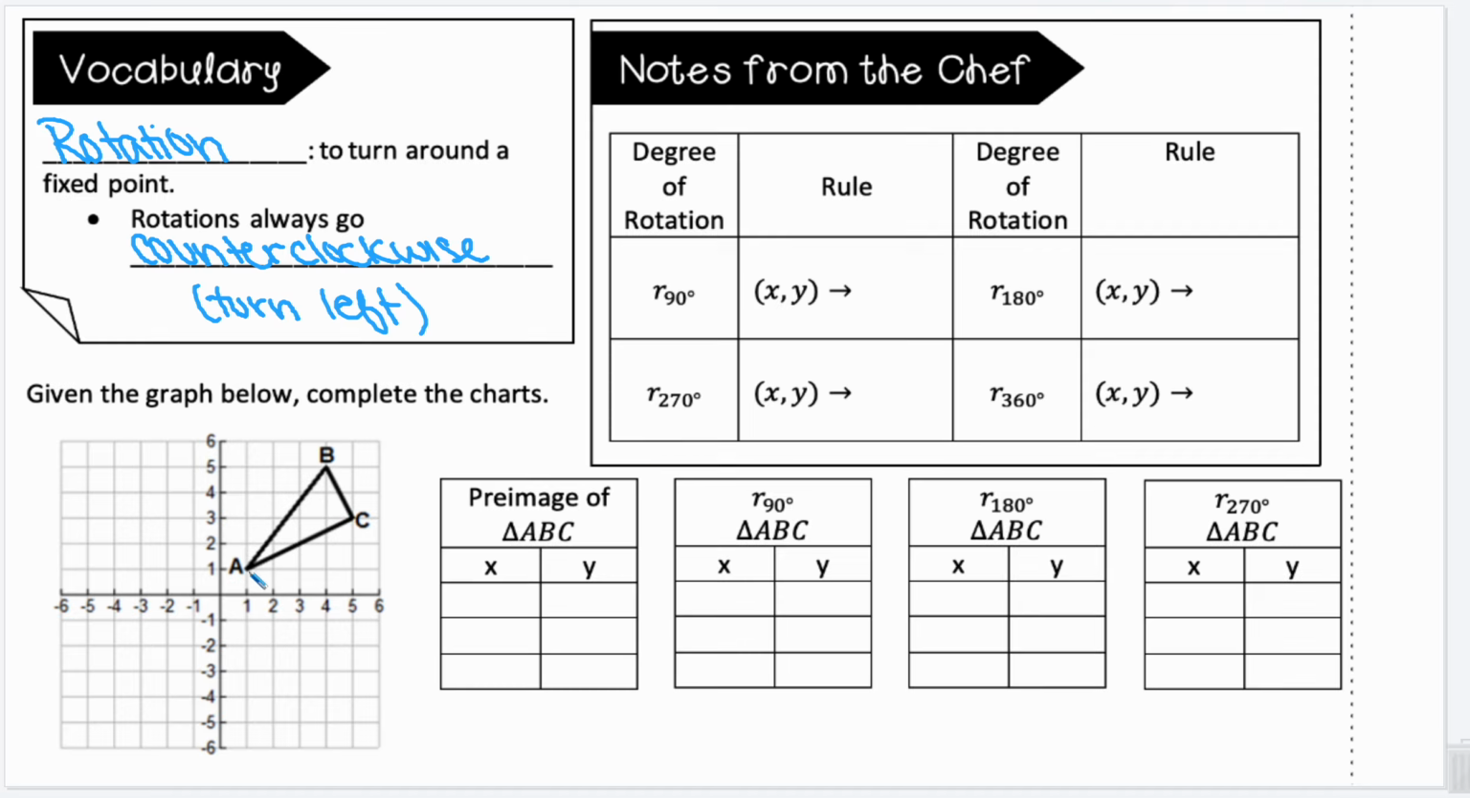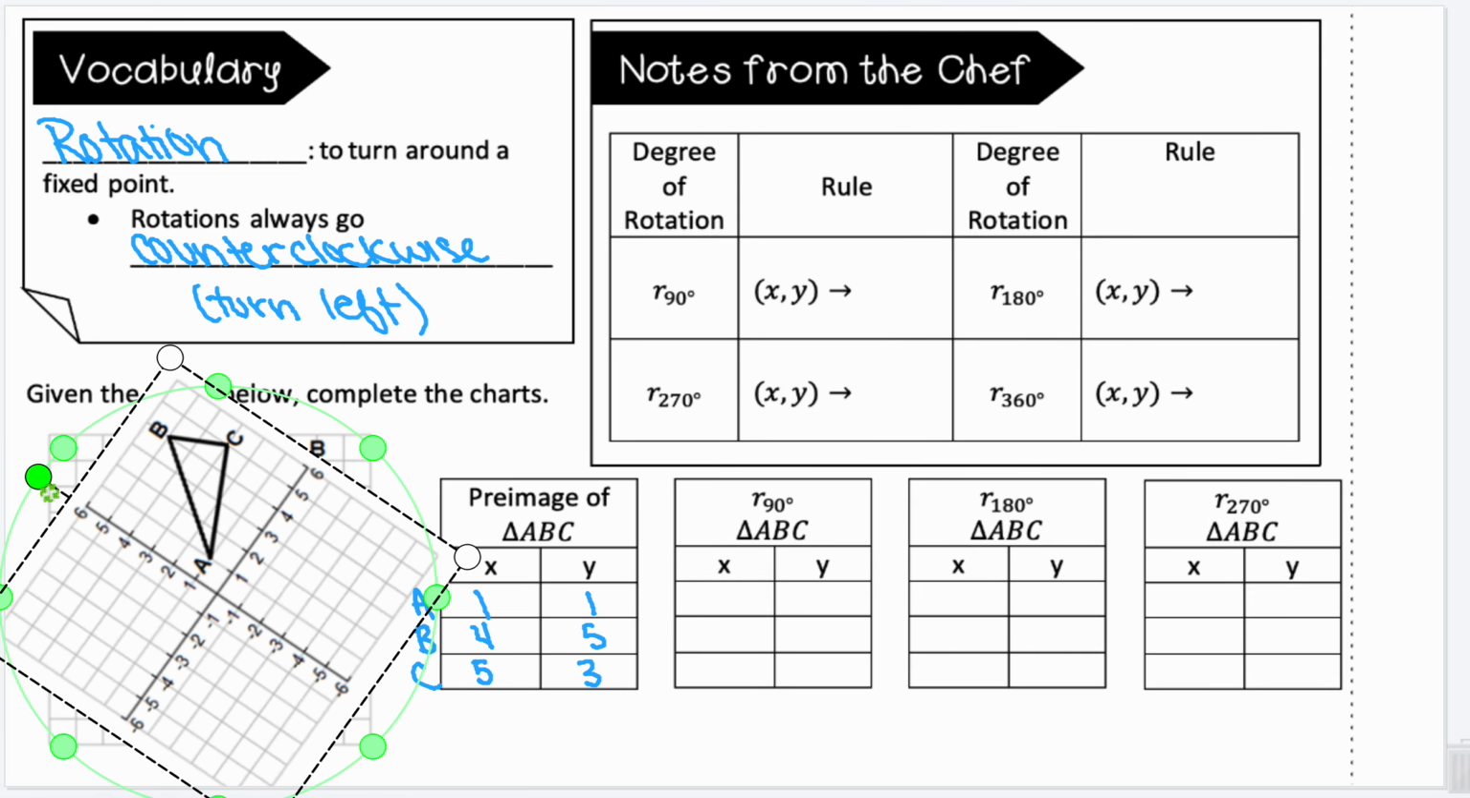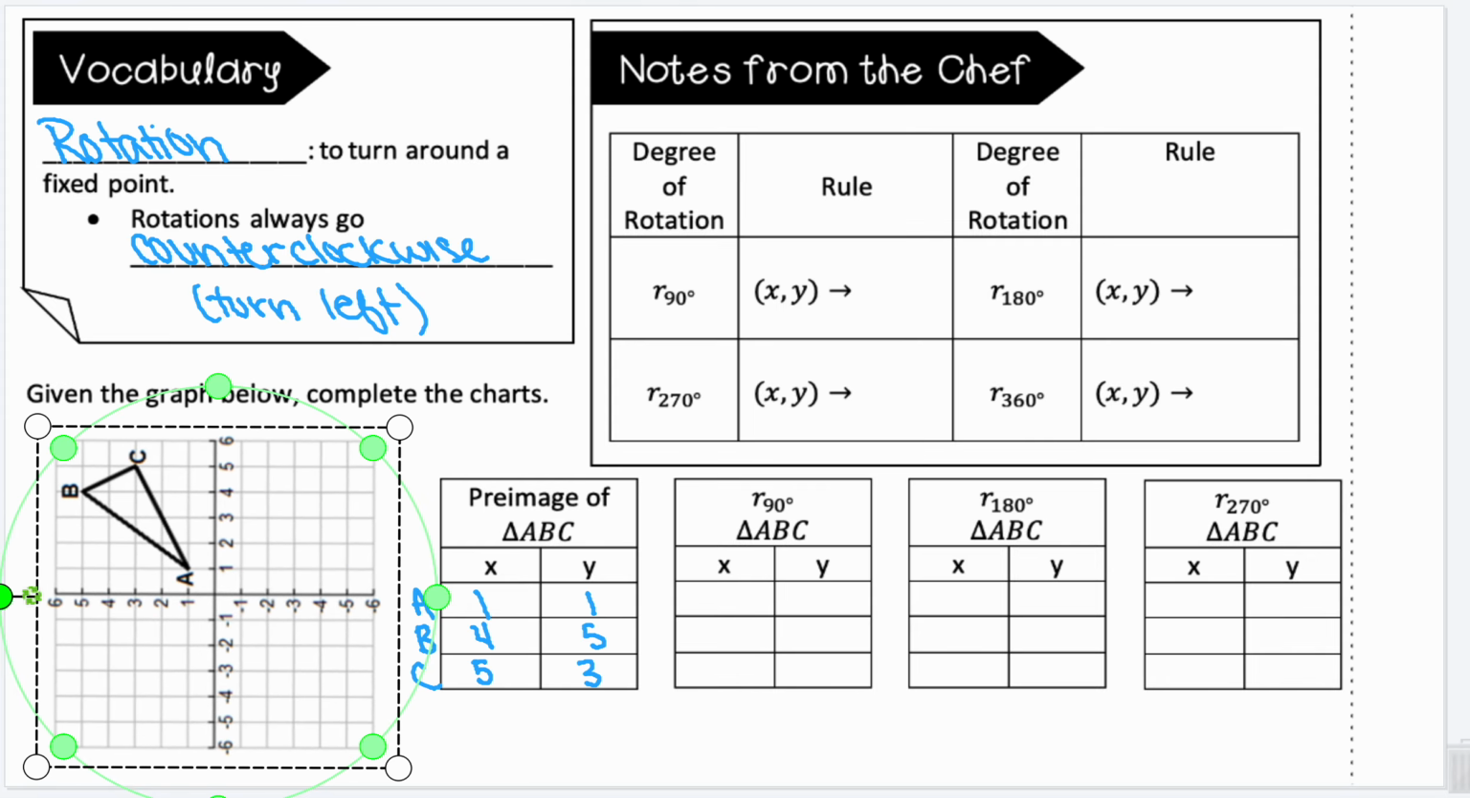So I'm going to start with A, which is in my pre-image at 1, 1. B is going to be at 4, 5. And C is going to be at 5, 3. So then if I take these and rotate them, again, counterclockwise, I'm going to take this little image and rotate it 90 degrees to the left.